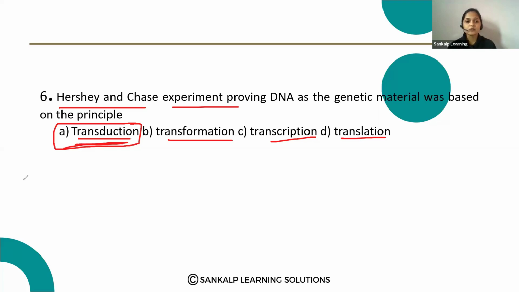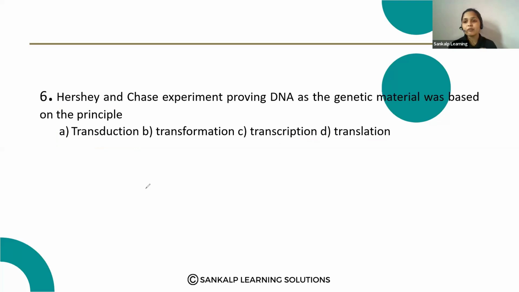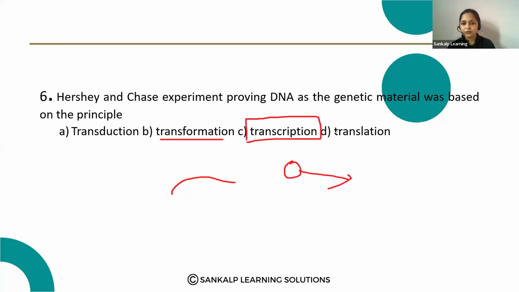So when the bacteriophage transfers the genetic material into the bacteria, that process is based on transduction. This Hershey and Chase experiment I will explain to you in detail for 5 marks. Okay, it is not a transformation. Transformation is just a transfer from the outside to the inside of the bacterial cell. Transcription, you know, is the process of formation of the RNA from the DNA, and translation is the process of synthesis of the protein. So these three methods are wrong. The correct answer is transduction.